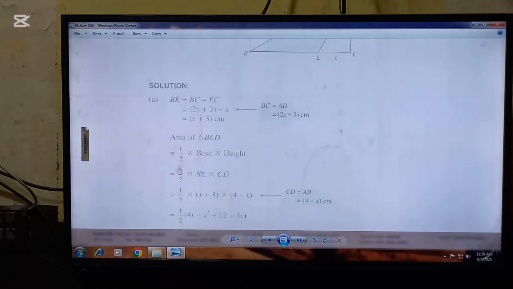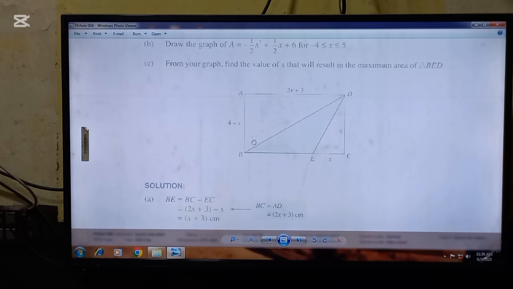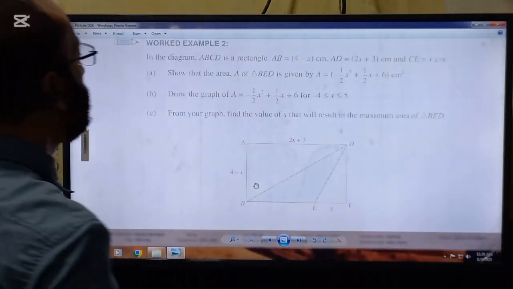So we will put the values into the formula of the area of the triangle. Look now, 1 by 2 into base into height, the base is x plus 3 and the height is x minus 4. We will solve it and we will reach this point. So this is shown. So this was the first step that is done.